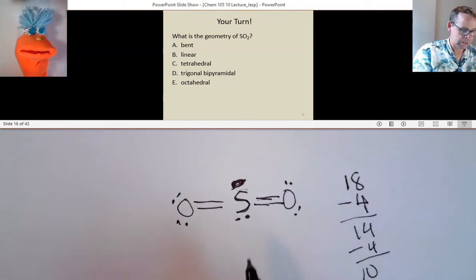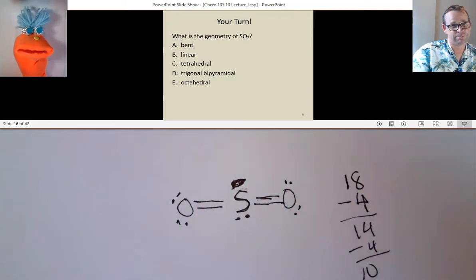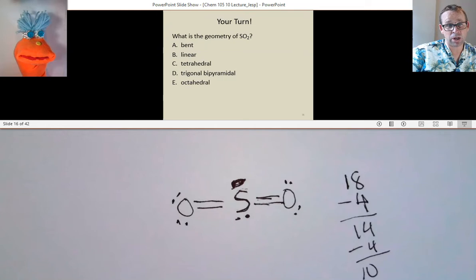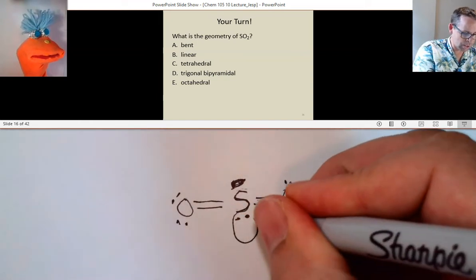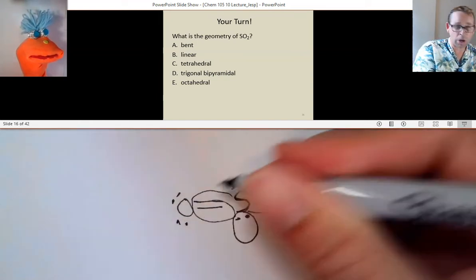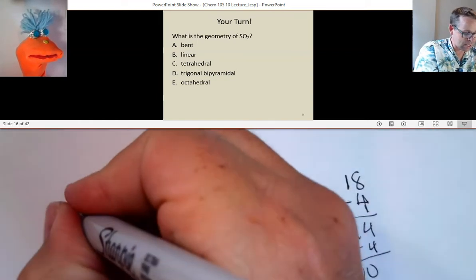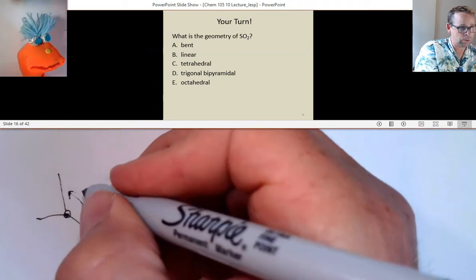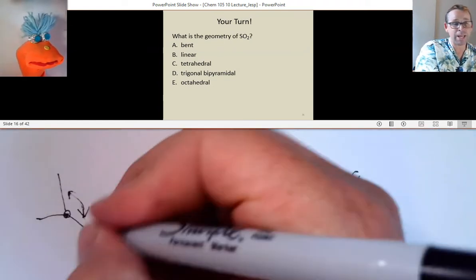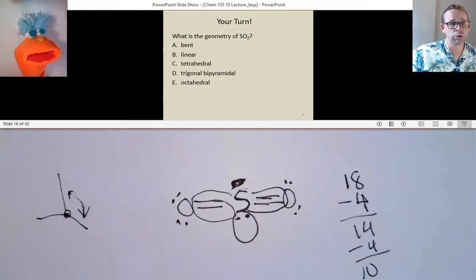Good for you. So, now, back to the question, what's the geometry of this molecule? 3 regions of electron density. Very good. 3 regions. 1, 2, 3. So regardless of how I drew it, central atom with 3 regions of electron density is going to have what kind of an angle there? 120. Do you remember the name of that? That's trigonal, but it's all in the same plane, so trigonal planar.